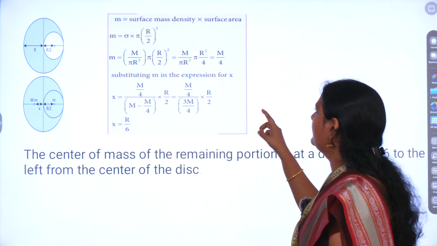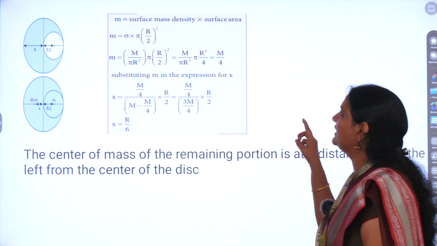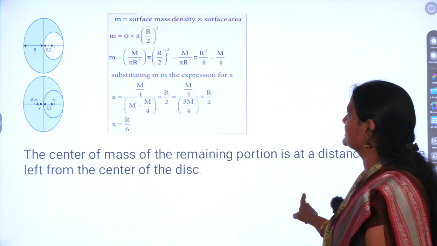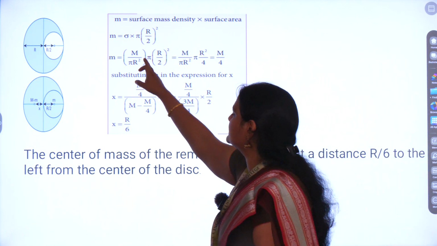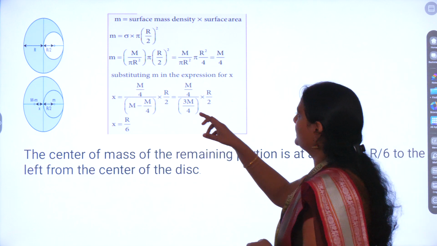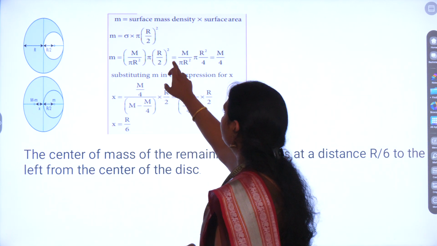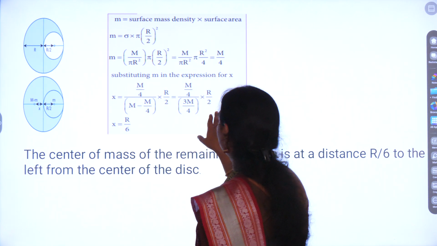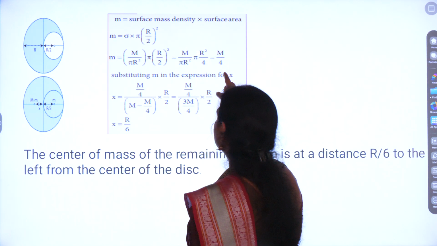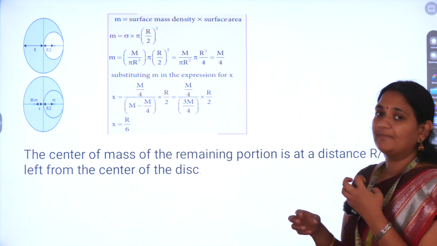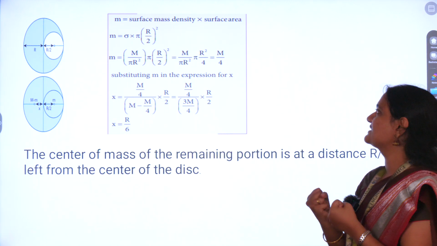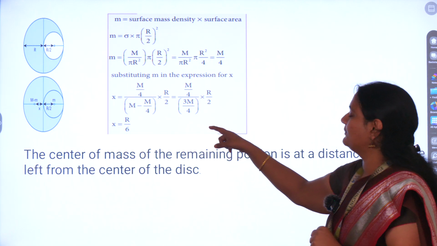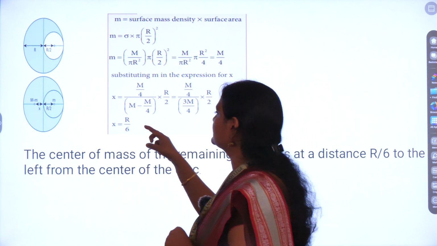What is surface mass density? Here, M is equal to surface mass density into surface area. m is equal to sigma into pi into R by 2 the whole square. So what is M here? M is the mass of the bigger disc. The area of the bigger disc is pi R square, and the area of the smaller disc is pi into R by 2 the whole square, since for the smaller disc the radius is R by 2. Now R square, pi gets cancelled, you are getting M by 4. That is, the mass of the smaller disc is 1 by 4 times the mass of the bigger disc.